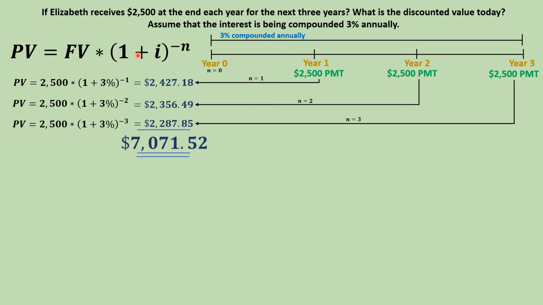But just imagine that if Elizabeth was investing this money for 10 years or 15 years, it would be really hectic for us. It wouldn't be right to go and do each 2,500 times 1 plus i to the power of negative n, all the way up to 15, doing 15 or 30 calculations and summing it up. That would take forever. So obviously we see that this is a geometric series, so we can use the geometric series equation and simply solve for present value.